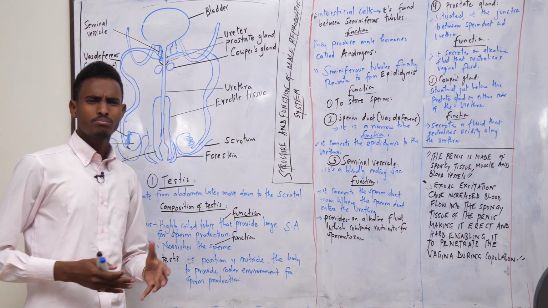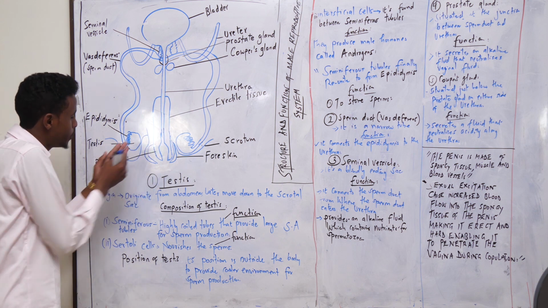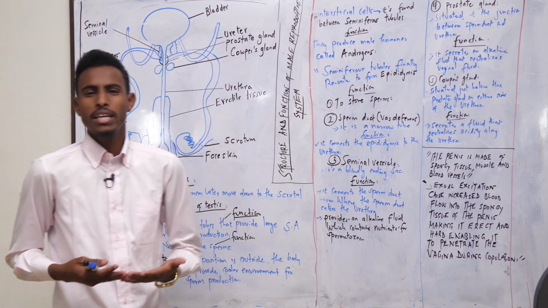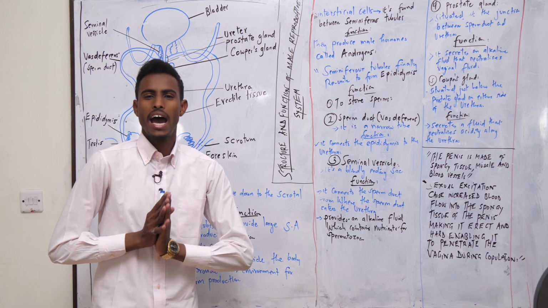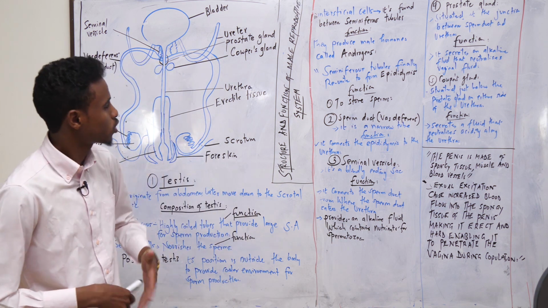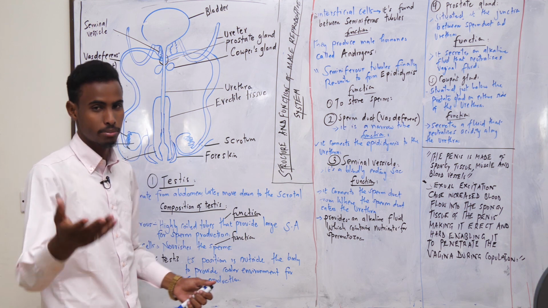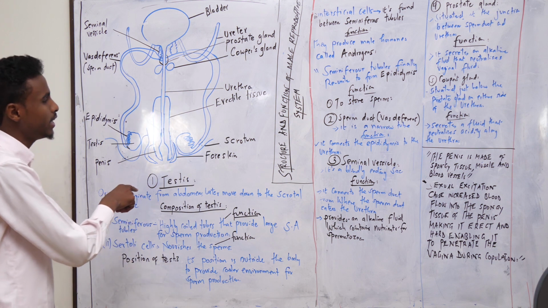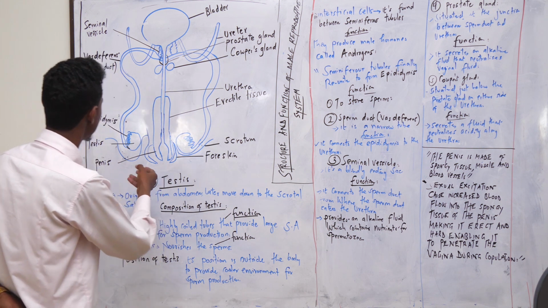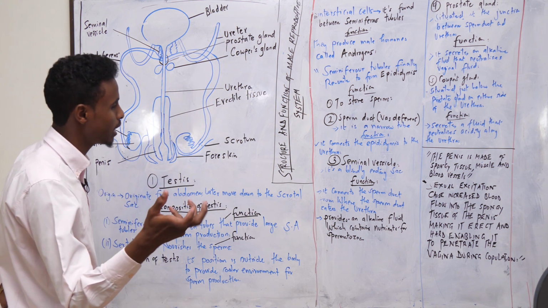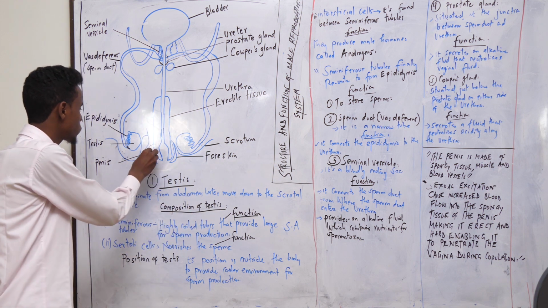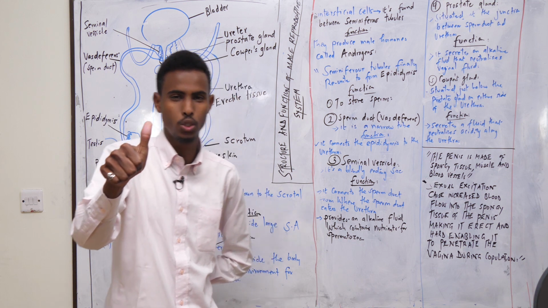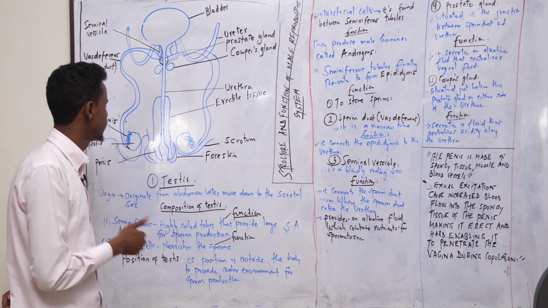Now, class, look at this one. This is the penis. What is the composition of the penis, and how does the penis get stimulated during copulation or coitus, sometimes referred to as sexual intercourse? Class, the penis is made up of spongy tissue, muscles, and blood vessels.